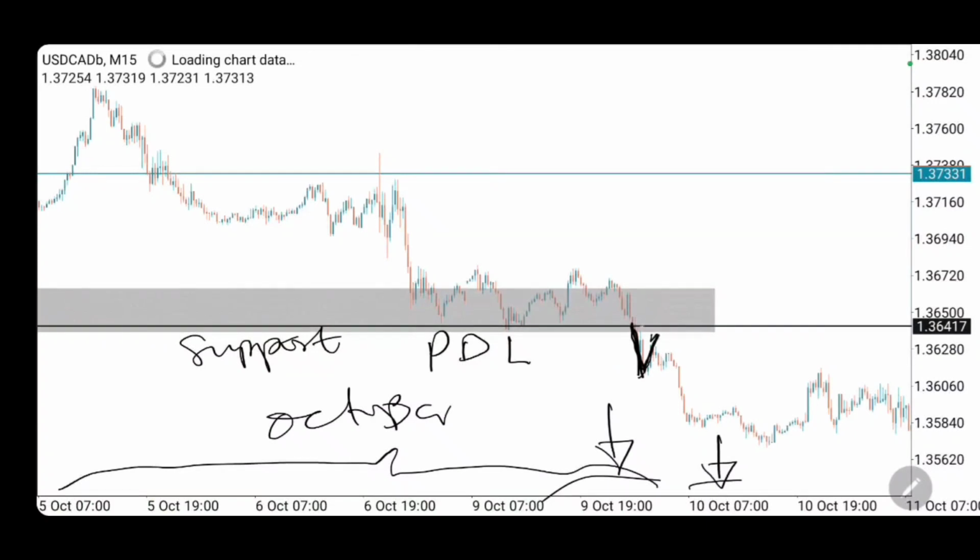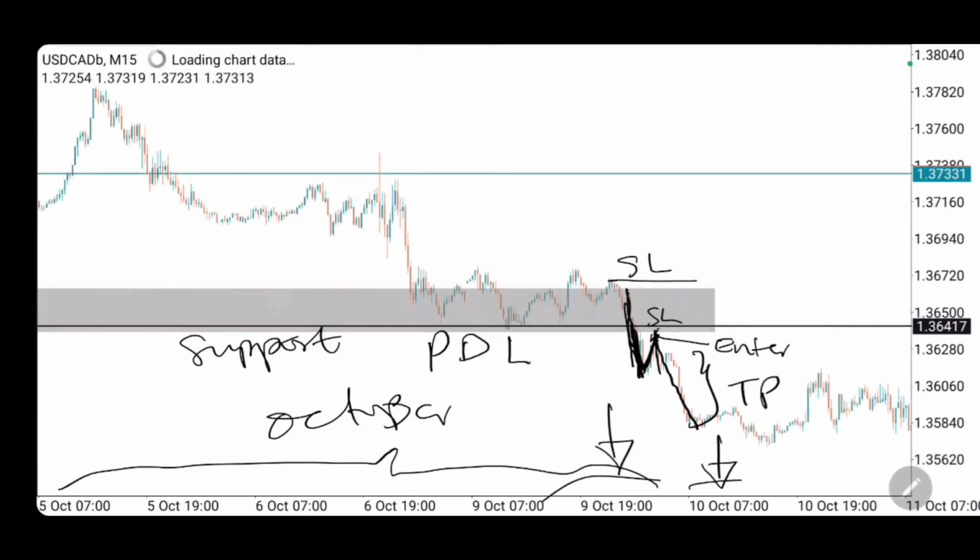So the market broke that level, the previous day's low, and when this low was broken, the market retested it, and we could have entered around here. Place your stop loss around here or even here if you wish. And now you see how the market traded down. This is our take profit.